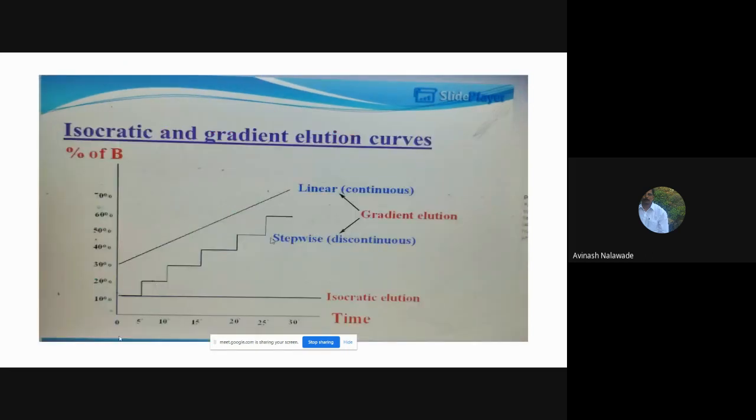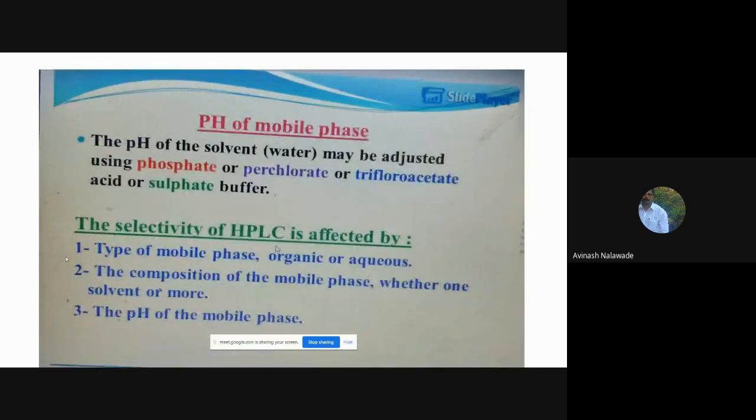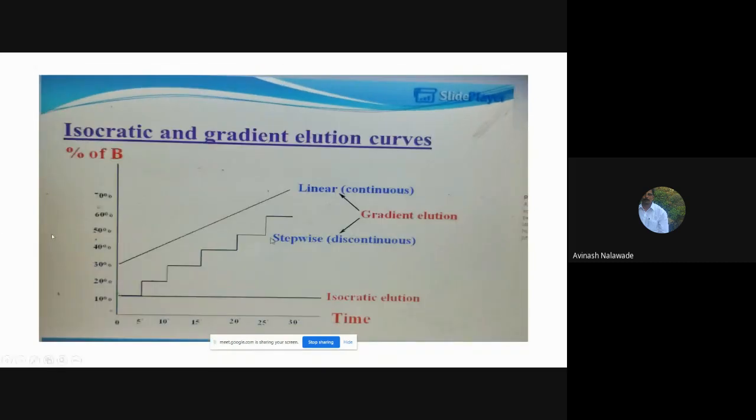Now see here, this graph shows the percentage of one of the solvents against the retention time on the x-axis. So we can see here the linear and stepwise, continuous and discontinuous gradient elution, and the isocratic elution.